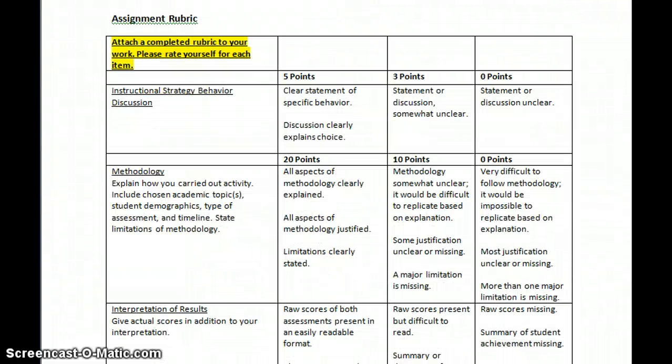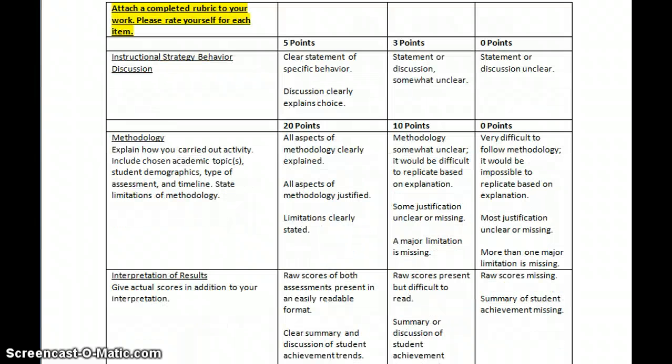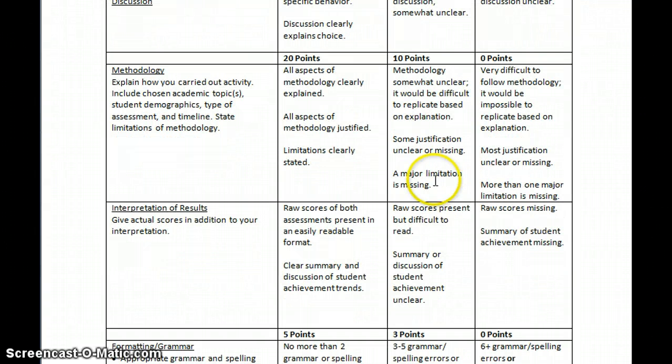I'm going to go down to the rubric. So the first thing, the instructional strategy behavior. You're going to tell me what specific behavior you're working with and why did you make that choice. And then the methodology. This is methodology interpretation. These are going to be the bulk of your points here. Tell me how you carried out the activity.